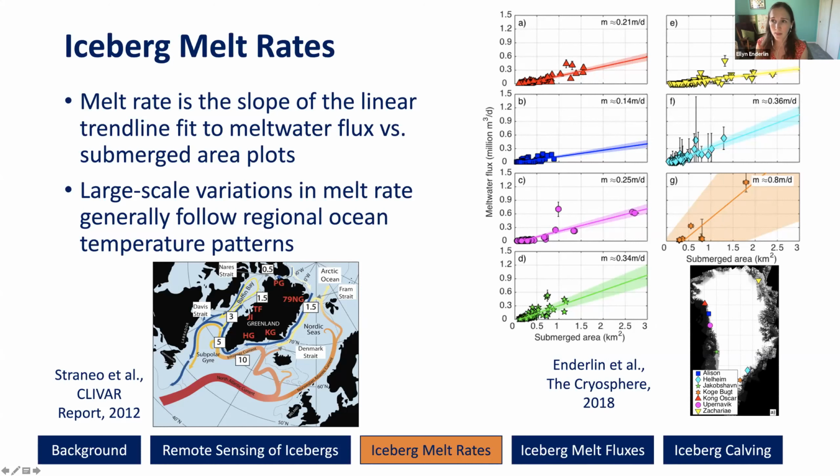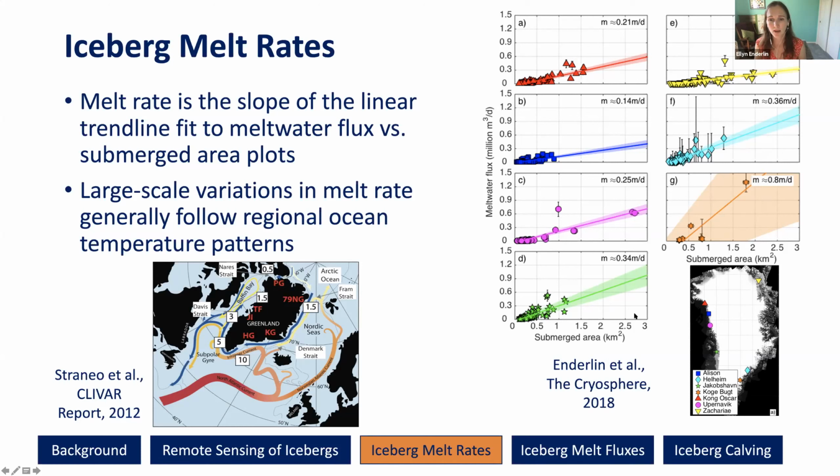And these little M's I have up here in the corner, those are showing you the slopes of these best fit lines. And those are approximately your melt rate for each location. So if we look at those, we can see that the large scale variations in iceberg melting pretty much match regional ocean temperature patterns. In the southeast, down here, we have this warm Irminger current that comes in contact with Greenland, and that's where we have high melt rates here.